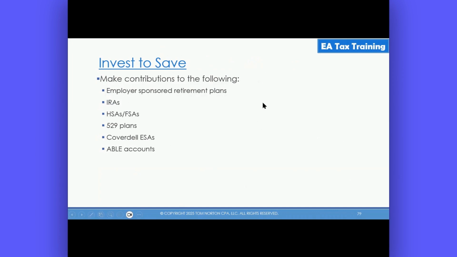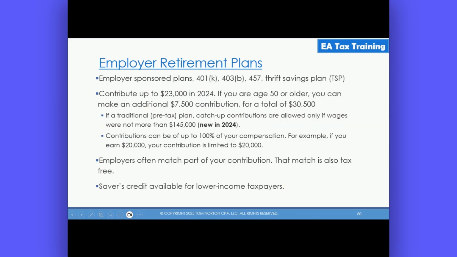Invest to save. So there are ways to save on taxes by making contributions to certain kinds of plans. So first of all, you've got employer-sponsored retirement plans, IRAs that we've talked about, health savings related accounts, 529 plans, Coverdell plans, and ABLE accounts. So we are going to talk about each of these.